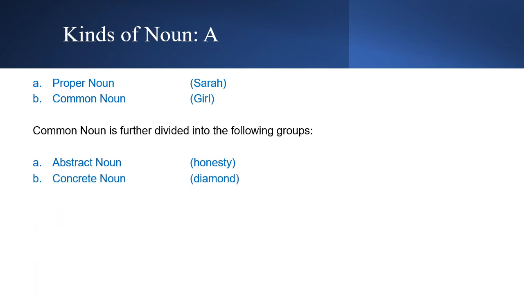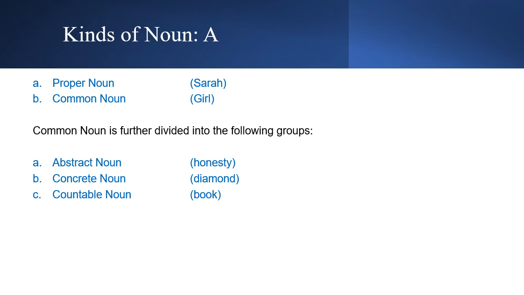The next thing is concrete noun. This is very, very clear from its name. Diamond, a book, brick, table, chair. So all of these are examples of concrete noun, and we can judge them, we can sense them using our five senses. We can touch them, we can see them. Obviously we don't want to taste them, sometimes we do taste them.